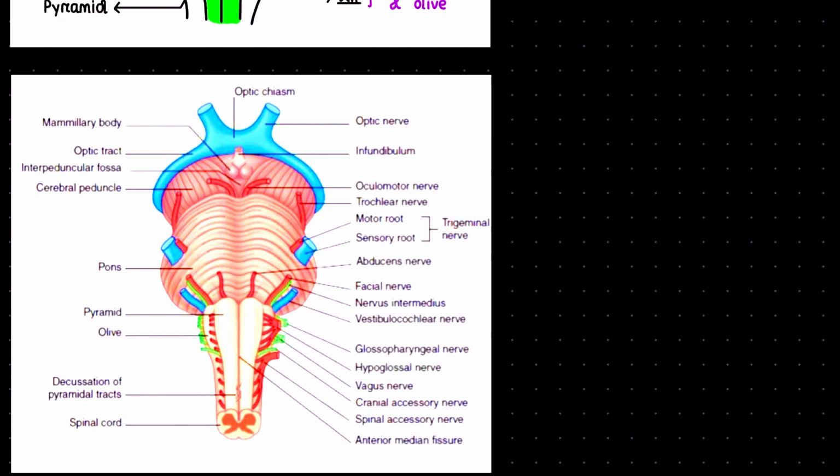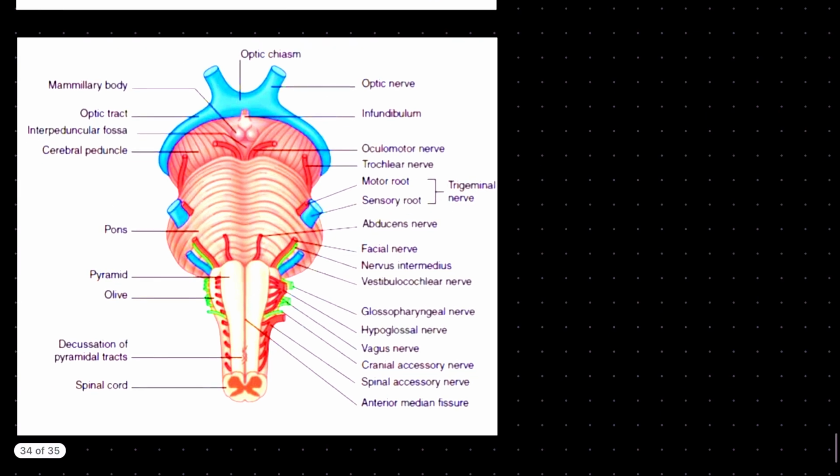Now moving further, we talked about the fifth cranial nerve. This was our medulla oblongata, and this is the pontomedullary junction. From the pontomedullary junction we have the sixth cranial nerve, which we can also call the pontopyramidal junction. And then from the olive, this is the facial nerve. Similarly the facial nerve is also a mixed nerve, so you can see two parts right here.